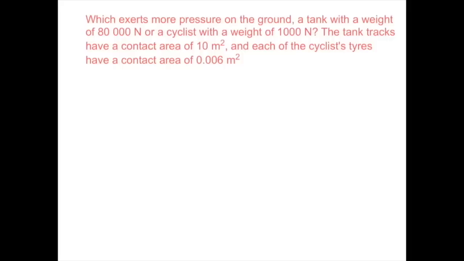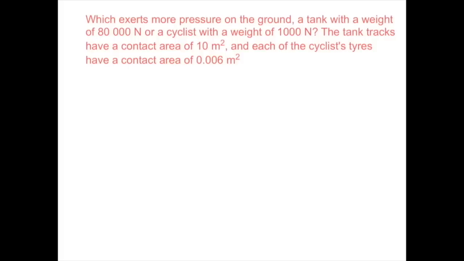Here I'm looking at a question: which exerts more pressure on the ground, a tank with a weight of 80,000 newtons or a cyclist with a weight of 1,000 newtons? The tank tracks have a contact area of 10 metres squared, and each of the cyclist's tyres has a contact area of 0.6 metres squared.